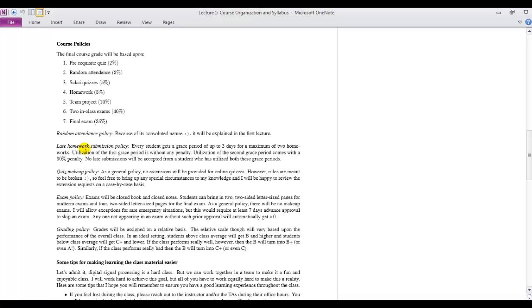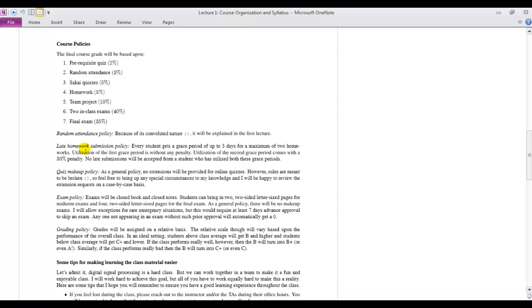Quiz makeup policy. The quizzes will be online. There will be a time when you have to take it. Typically what will happen is the quiz will close on Sakai before the next class starts. And if you don't take it by that time, there won't be any makeup, okay? Because there will be enough time for you to have done the quiz at your own time. If you don't do it, no makeup for that.